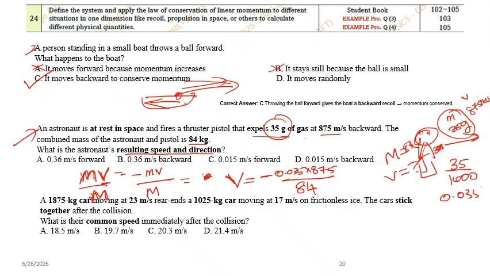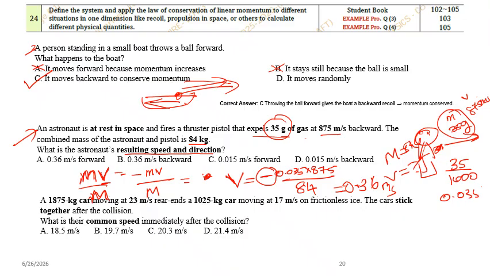0.035 into 875 equal to whole divided by 84. Okay, so it will be 0.36. Okay, 0.36 meter per second. And what is negative? Negative means in the opposite direction.